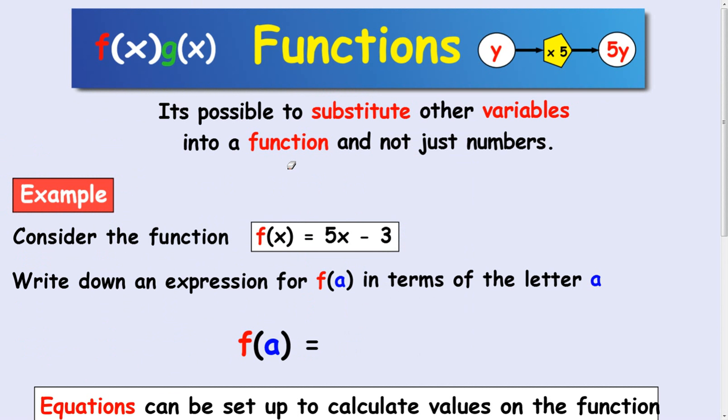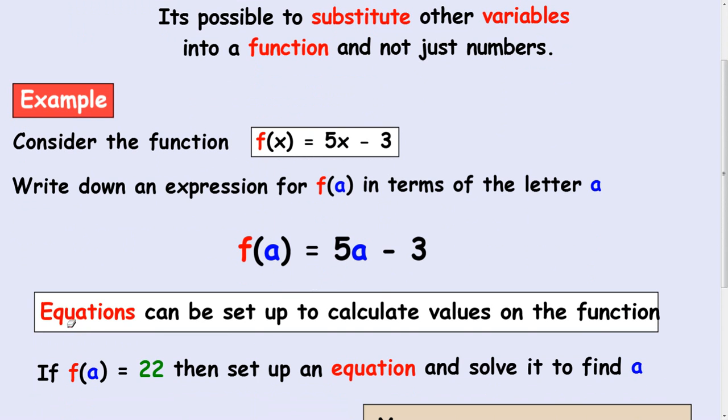Okay, lastly, let's look at functions and let's think about substituting algebra into variables rather than just numbers. So let's look at this function f of x equals 5x take away 3. It says here, write down an expression for f of a in terms of the letter a. So instead of putting a number in, like 2, that would be 5 times 2, we're going to substitute a letter in, so a. So really what you're going to do is 5 lots of a take away 3. Well, that's all you do, you just write it down like that. So you just replace the variable x with the new variable a or b or whatever it is that you're trying to do.